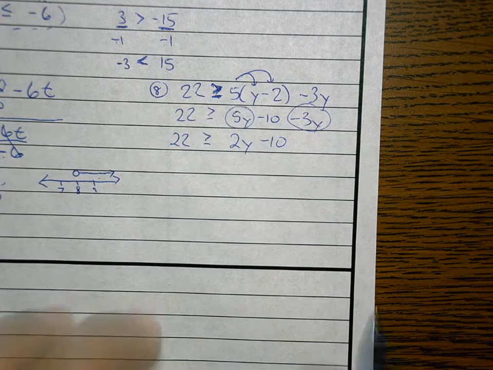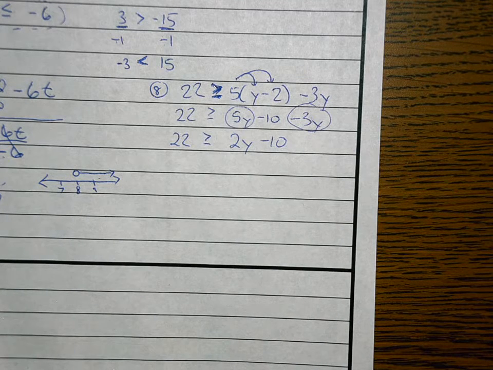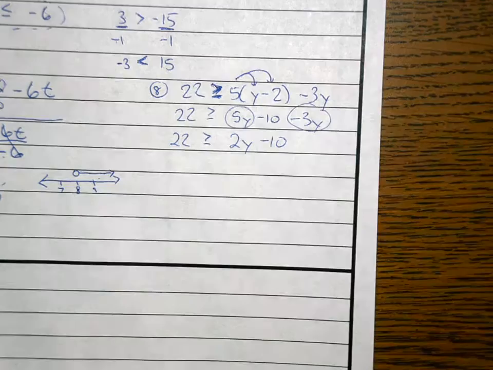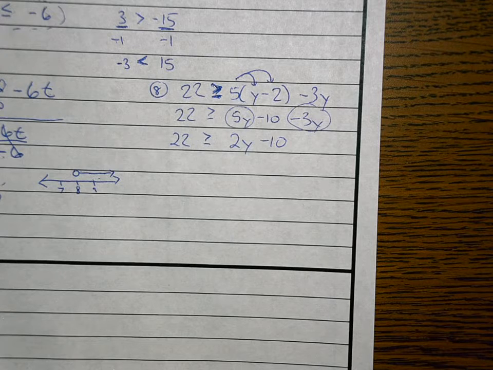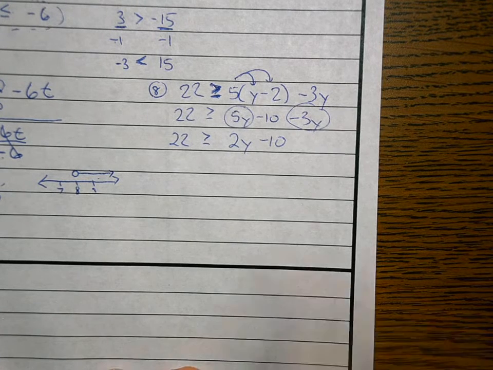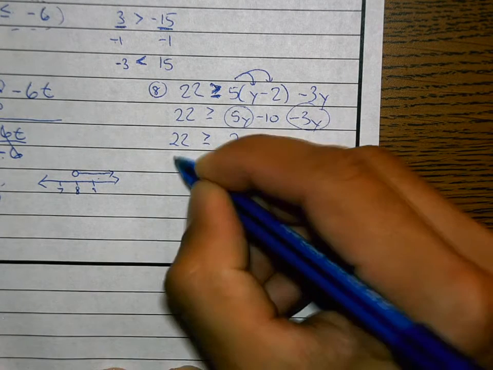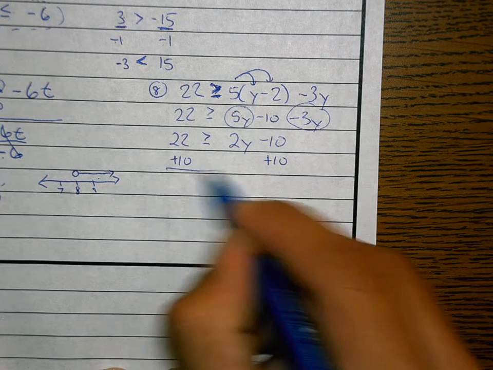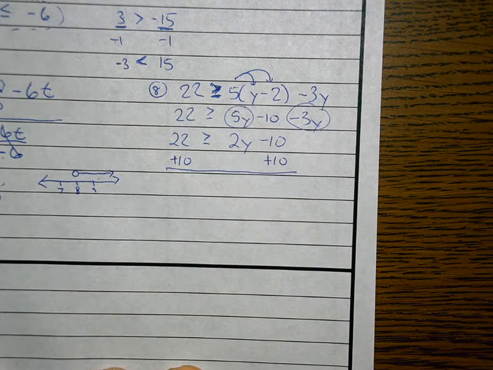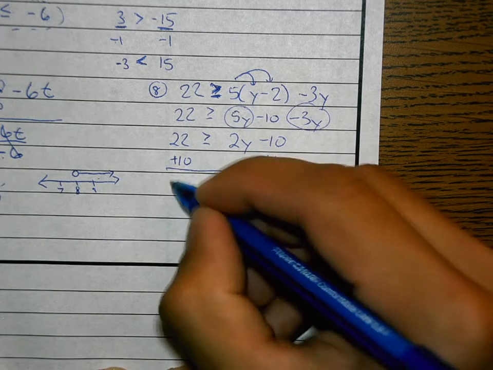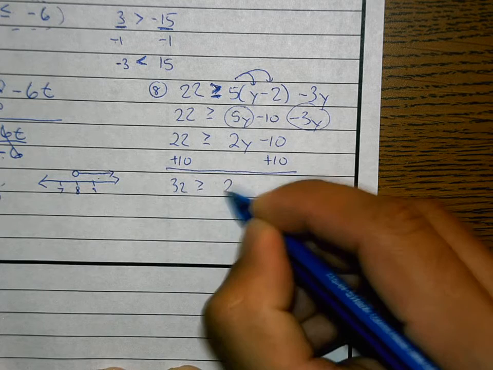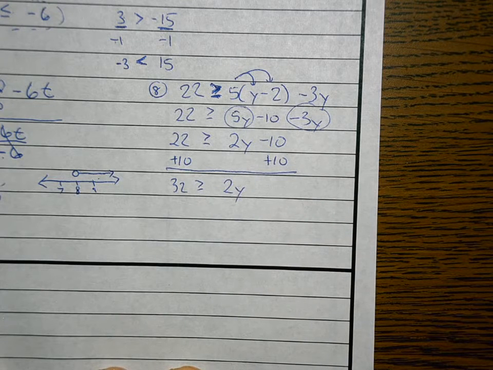Let's see. Trinity, I haven't heard from you. What would you do next? Add 10 to both sides. What do you get? 32 is greater than or equal to 2y. I like what you've done so far.